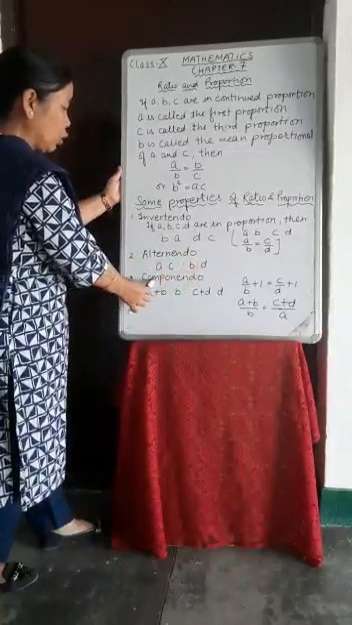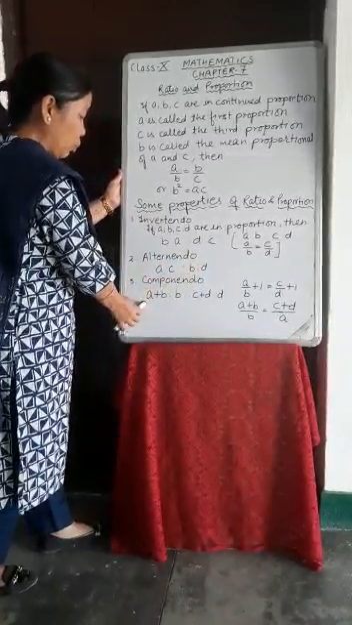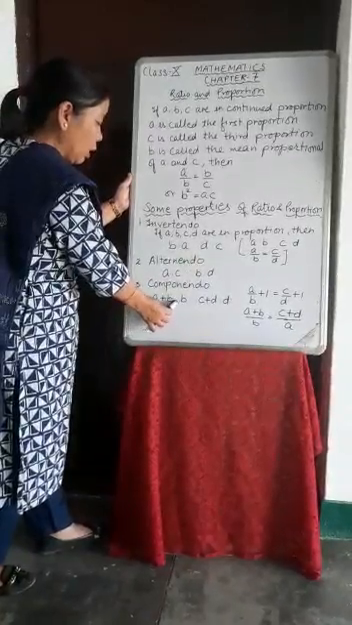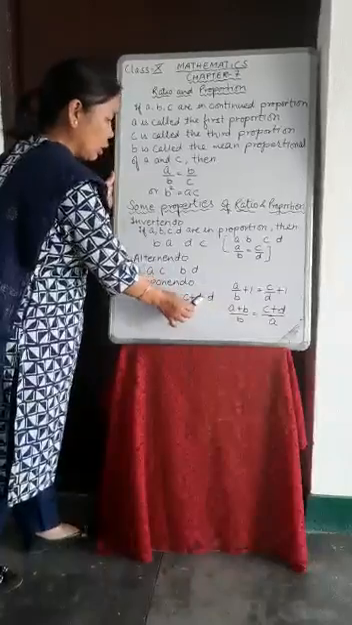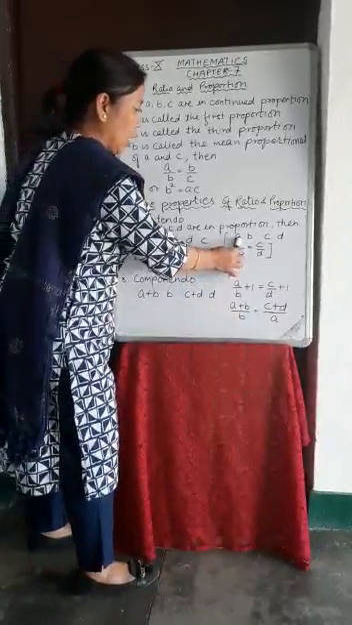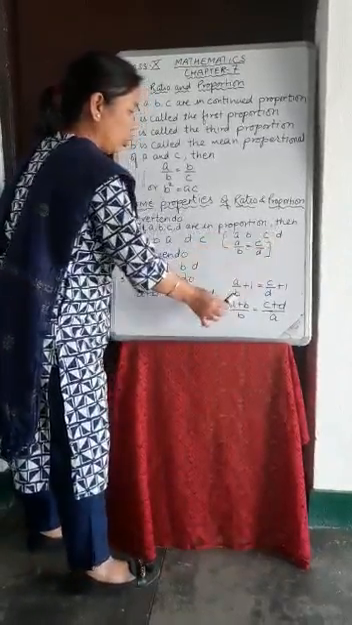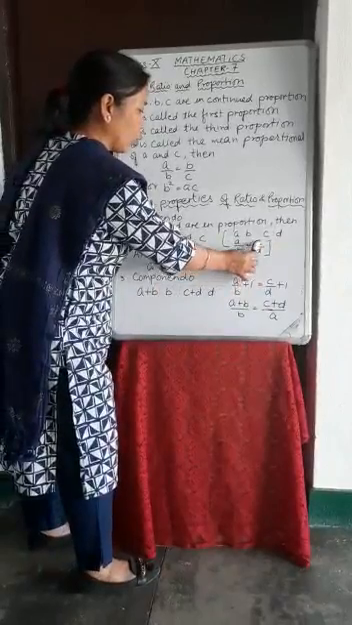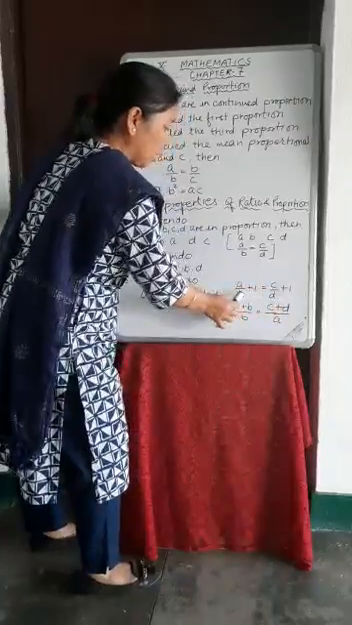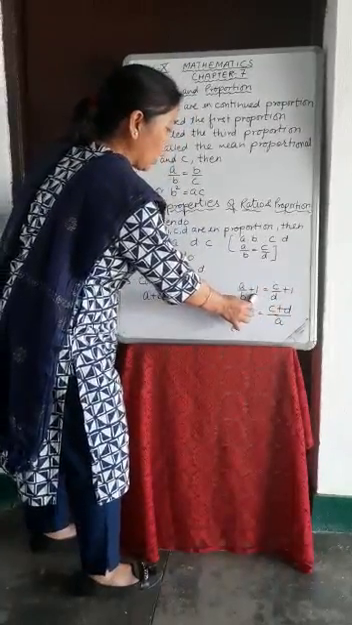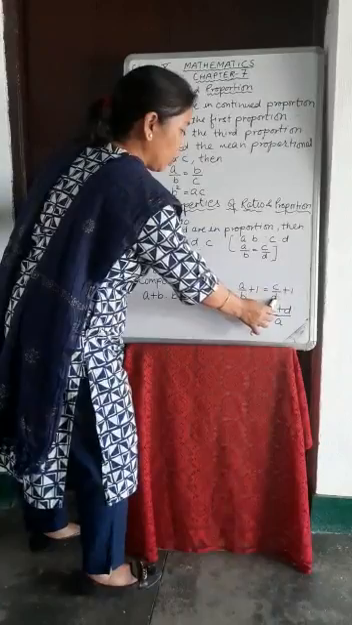The third one is componendo. In componendo, A plus B is to B is also equal to C plus D is to D. See how? When we know that A, B, C, D are in proportion, then A upon B equals C upon D. If we add 1 to both the sides, then it will become A upon B plus 1 equals C upon D plus 1.